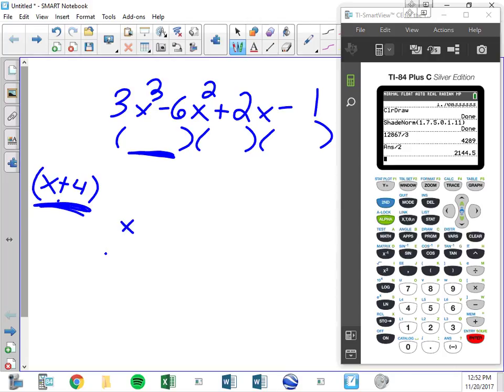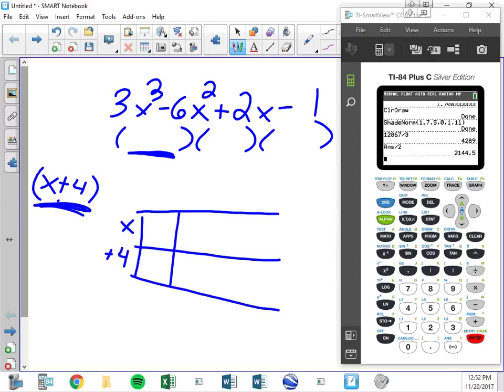I could put x and plus 4 on the side of the box. And then I bring down the x to the third. And that would be x squared. 3 times 4 is 12x squared. Now, this one and this one need to add up to be negative 6. So I need to subtract 18x squared. Is that right? Now I pull out an x, and I get minus 18x. And, ooh, that's a big number. What is that, 72?